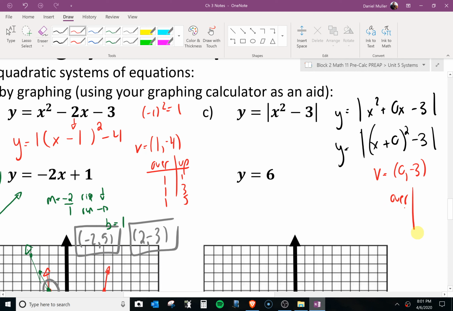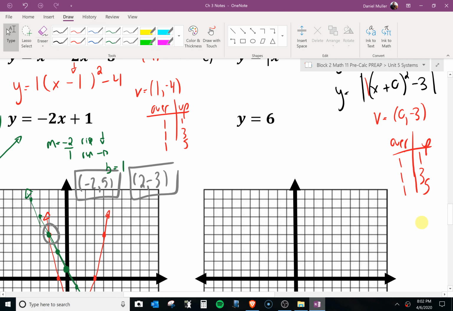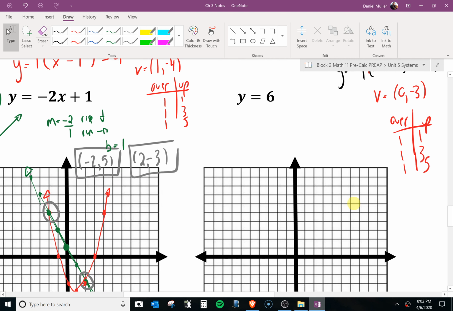And then I have an over and an up. It is still up, because the number in front is a 1: over 1, up 1, over 1, up 3, over 1, up 5, and because it's a 1, I'm not going to multiply this by anything. So now I need to just graph this. My vertex is 0, comma -3, so over 0, down 3, over 1, up 1, over 1, up 3, over 1, up 5, and then 7.